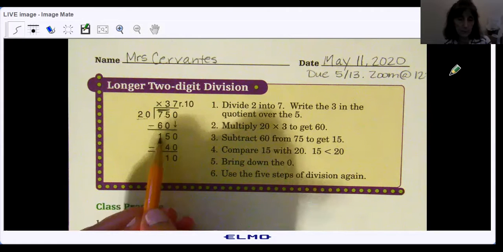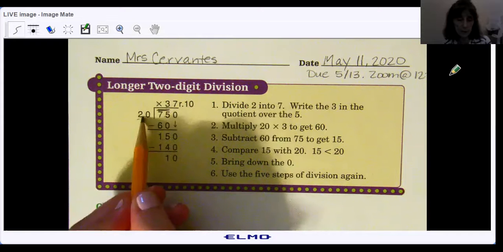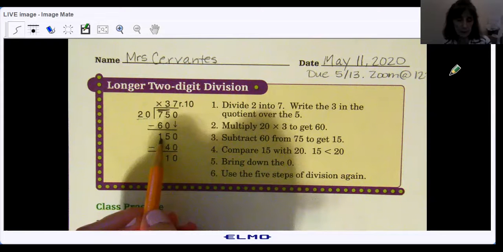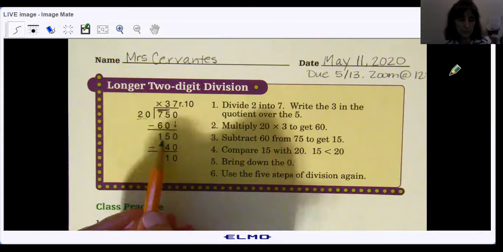Will 20 go into 15? Well, no. But we have help, so we bring down the 0. How many 20s in 150? All right, so use the 5-step division again. Once we bring down, we have to start all over again. How many 20s are in 150? About how many 2s are in 15? Let's say 7.